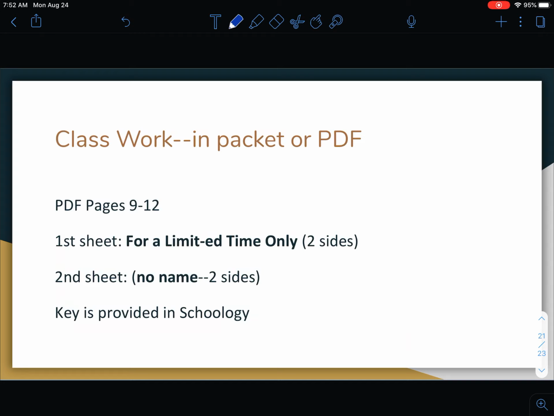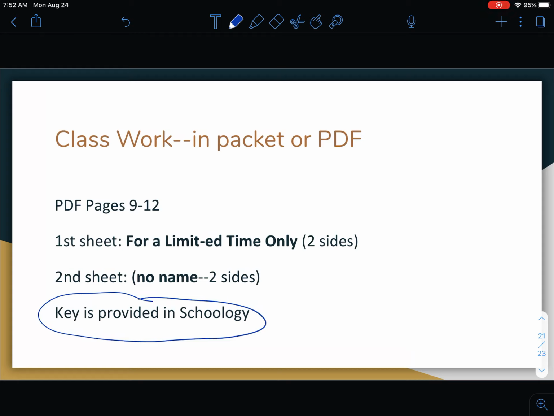Okay, so the classwork that you will probably be doing independently in the PDF is pages 9 through 12. If you have the physical worksheets, the first sheet is titled For a Limited Time Only. There's 2 sides for that. And the second sheet does not have a name, but it comes right after it, also 2 sides. I have provided the key for you in Schoology.